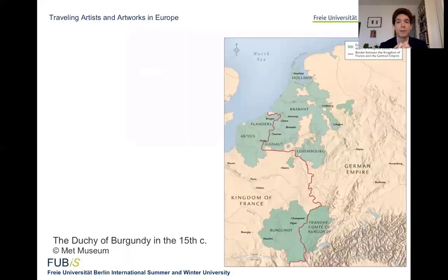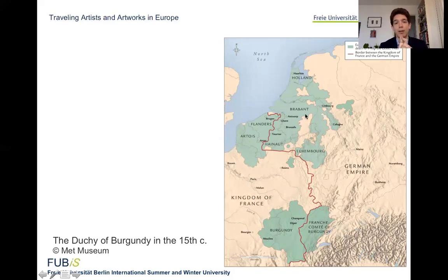This area was part of the so-called Duchy of Burgundy, a state that ceased to exist at the end of the 15th century. And as you can see, it was placed between the Kingdom of France and the territories that were part of the German Empire.